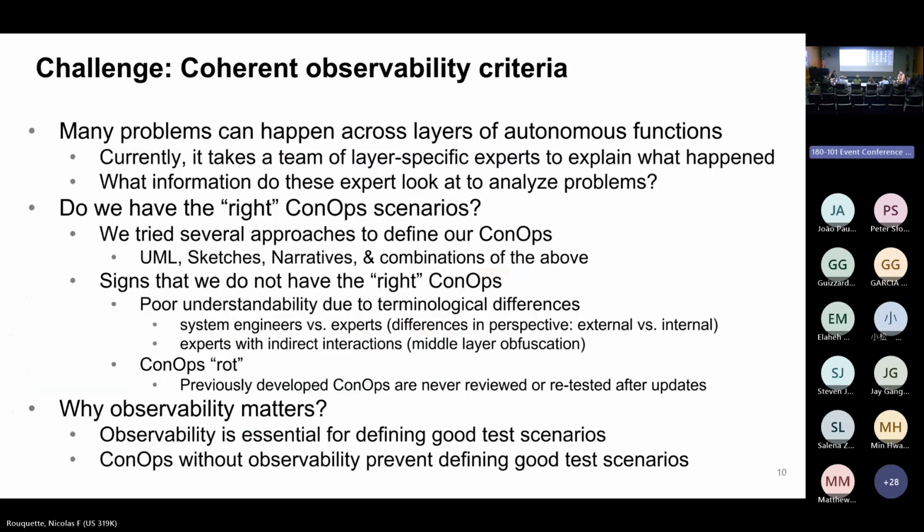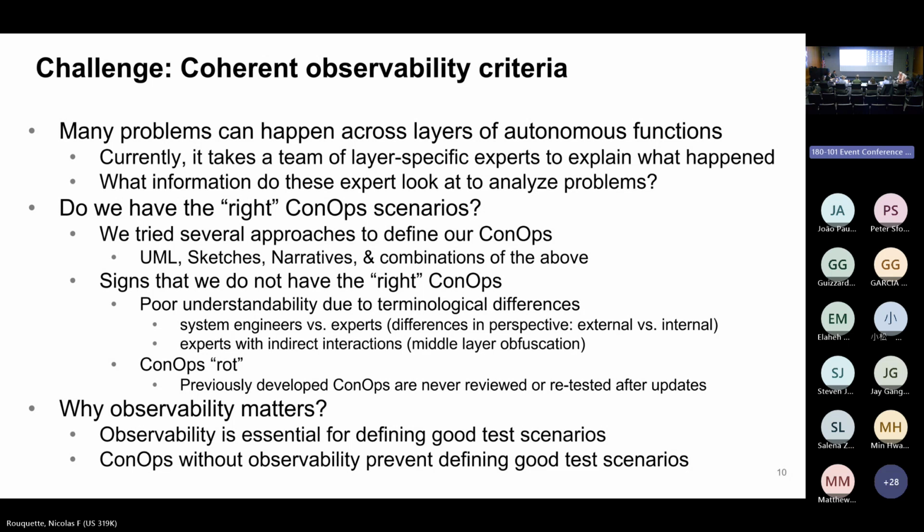The third challenge, and perhaps the biggest one, is observability. Right now, we've found a lot of problems because of the interactions across the 4 layers that I've mentioned. And right now, it sometimes takes a team of experts to discuss and figure out what happened when a problem occurred. And this leads to the question: do we have the right ConOps? We tried all kinds of techniques: UML, sketches, PowerPoint slides, Excel spreadsheets, textual narratives.